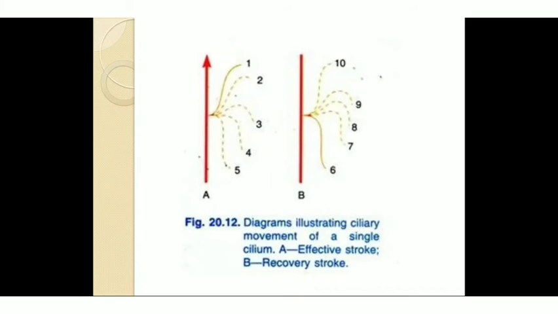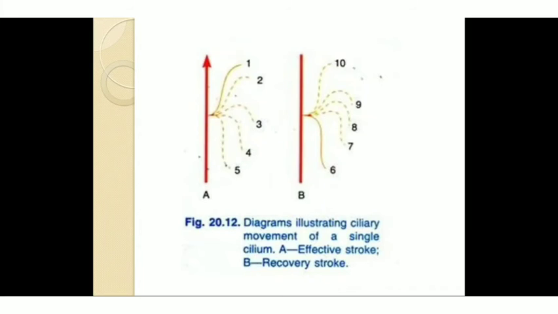Now when it reaches the 5th position, the cilia becomes loose and it starts going back to its normal position very slowly as compared to the effective stroke. Then it will go from 6th position to 7th, 8th, 9th and 10th. Are you getting it? So the first one is the effective stroke from 1, 2, 3, 4, 5.